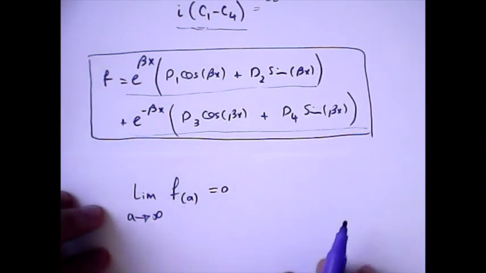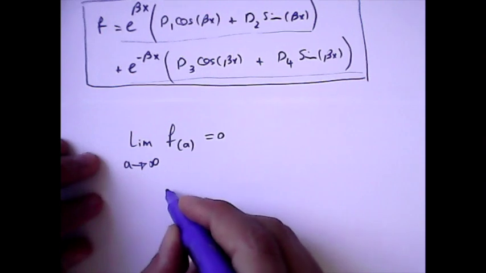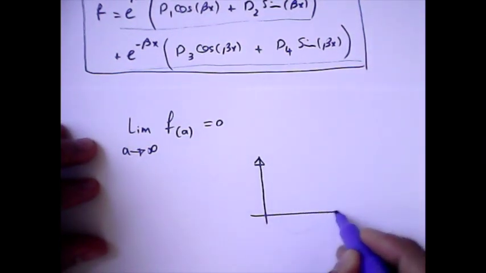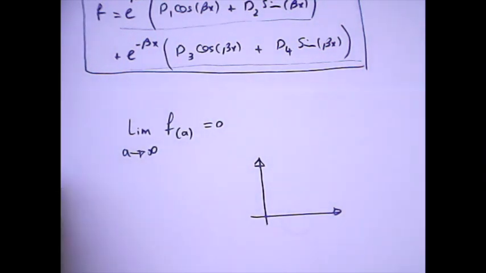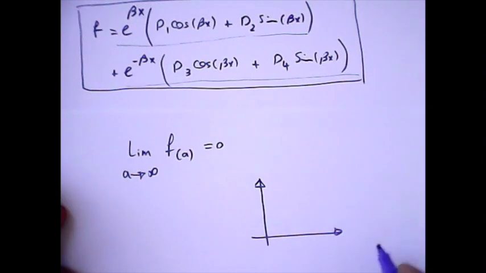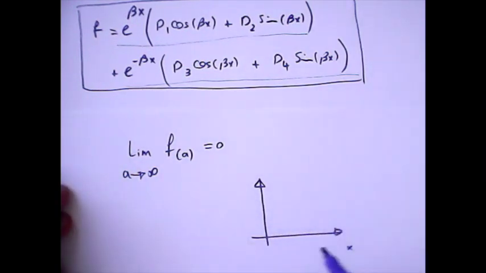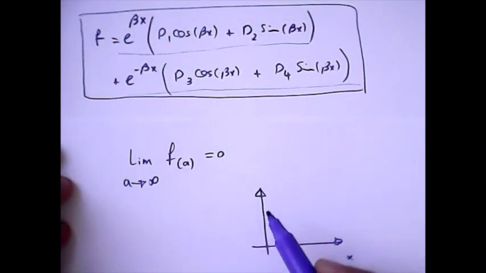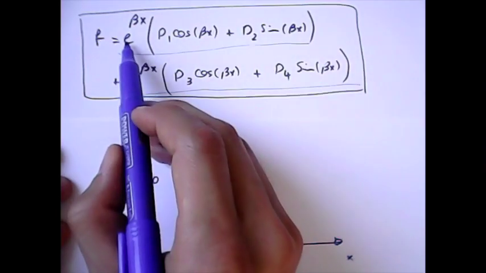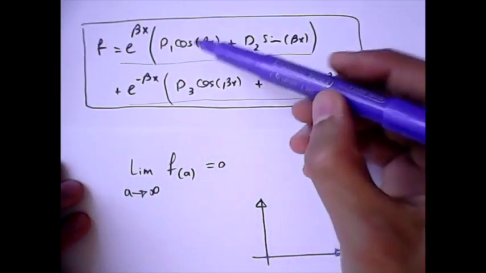So we had two functions. Let me write everything. All right, so let's say this is x and this is something. I'm going to draw these two functions. See, e to the power beta x is multiplied by something, but by the way, let me say something. Let's take a look at it.